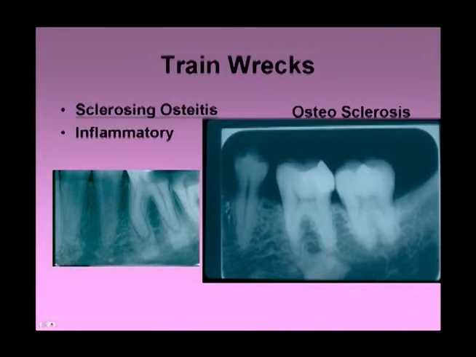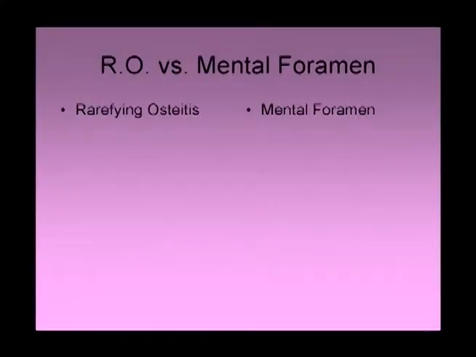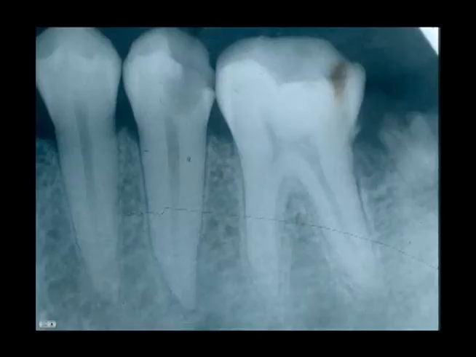Another example of an osteosclerosis as versus sclerosing osteitis. This is diffuse. Although it is not easily seen on the radiograph, the lamina dura is likely present and there are trabeculations within. Another misinterpretation that can occur is in the mandibular second bicuspid region, usually the second bicuspid, and the differential diagnosis of rarefying osteitis and a normal anatomical feature, the mental foramen.